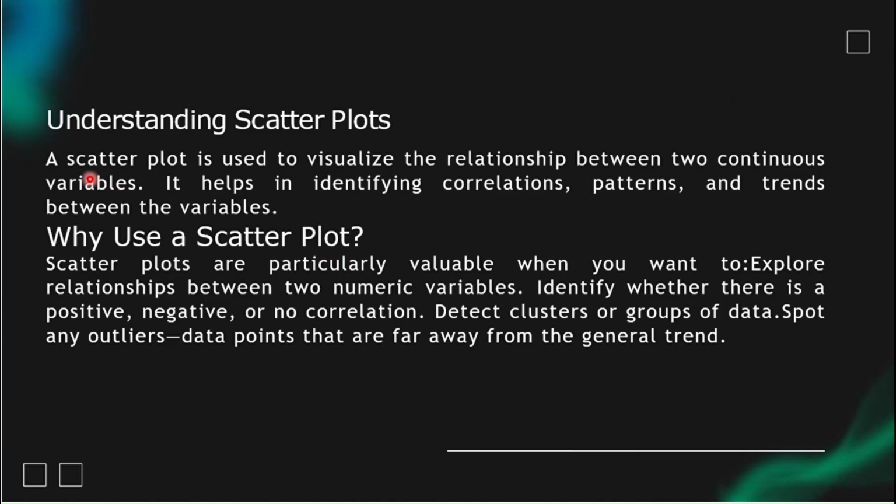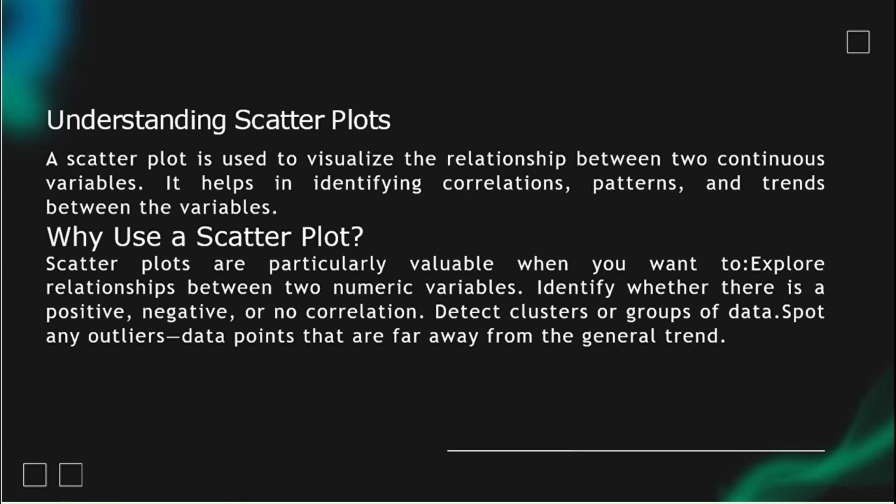Now that we have explored line plots, let's move on to another powerful type of visualization, scatter plots. Now, what is a scatter plot? A scatter plot is used to visualize the relationship between two continuous variables. It helps in identifying correlations, patterns, and trends between the variables. Scatter plots are especially useful when we want to determine whether changes in one variable affect the other.